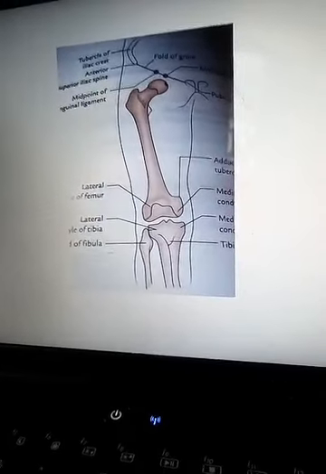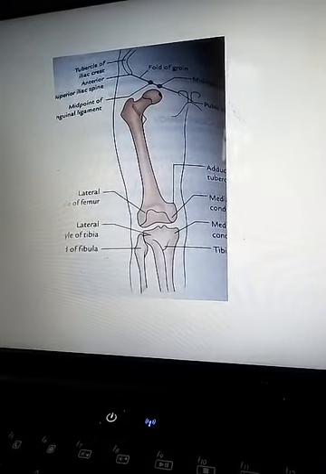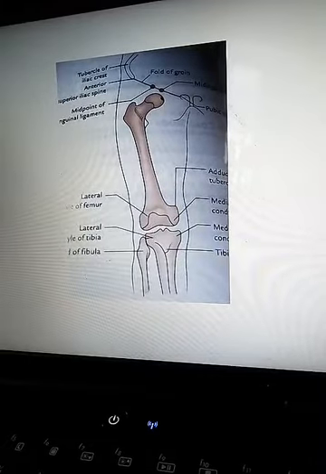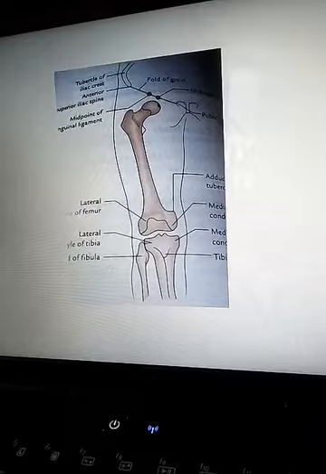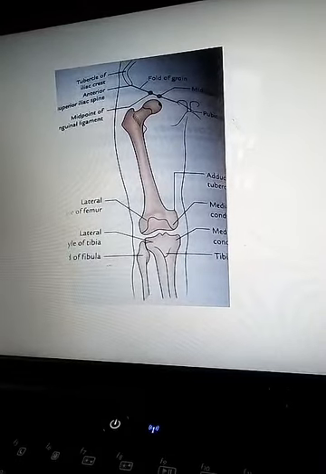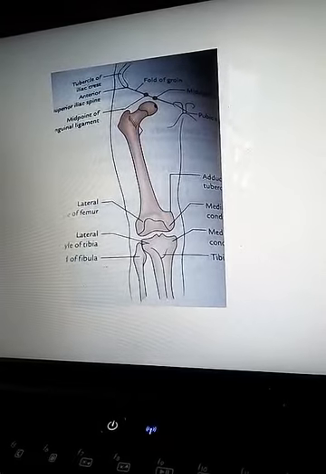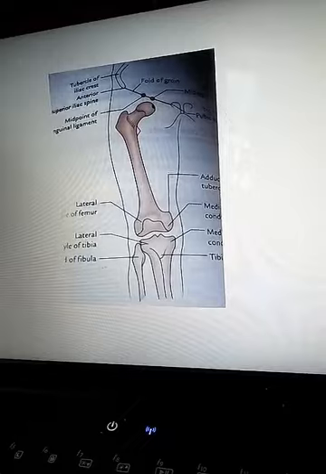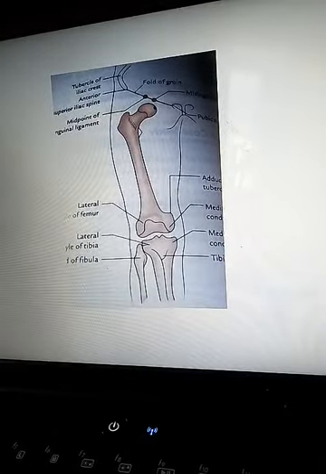Now the thigh. Thigh is a part of the lower limb between the hip and the knee joints. The thigh is divided into three regions: front of thigh, medial side of thigh, and back of thigh. We will be discussing the front of the thigh.